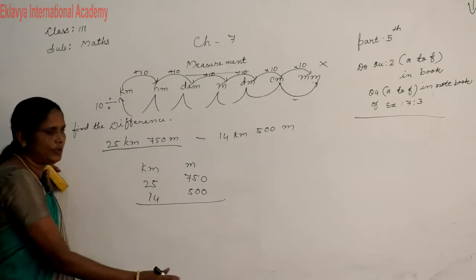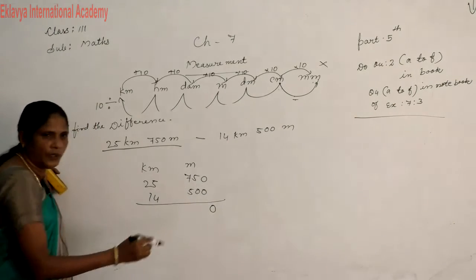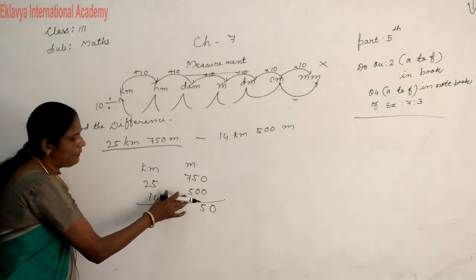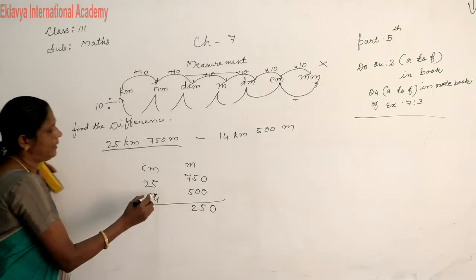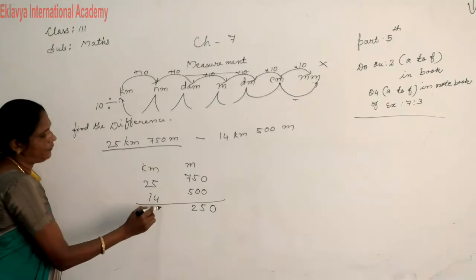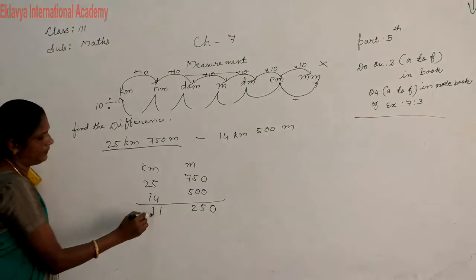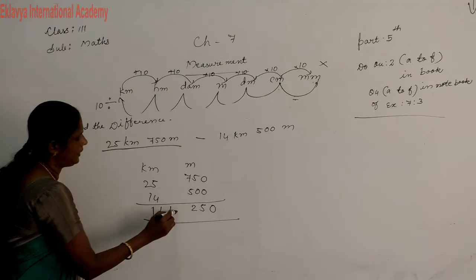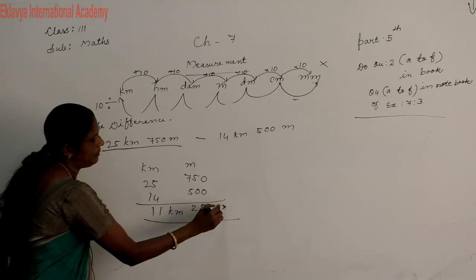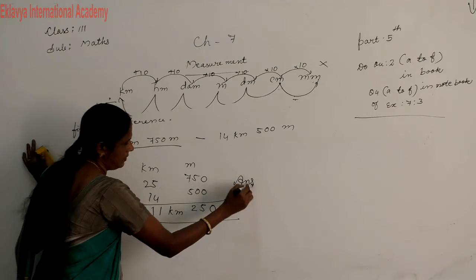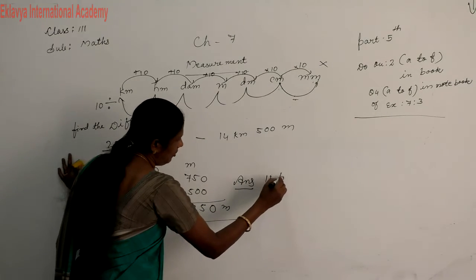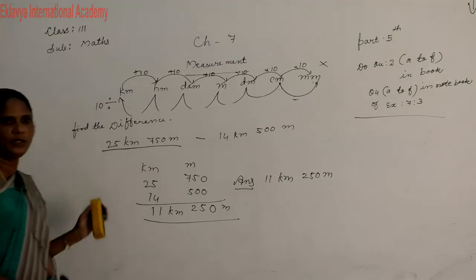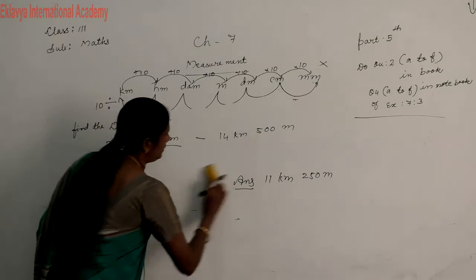0 take away from 0, 0. 0 take away from 5, 5. Then 5 take away from 7, 2. Here 4 take away from 5, 1. 1 take away from 2, 1. Your answer is 11 kilometer 250 meter. Understand? Then one more question, listen.